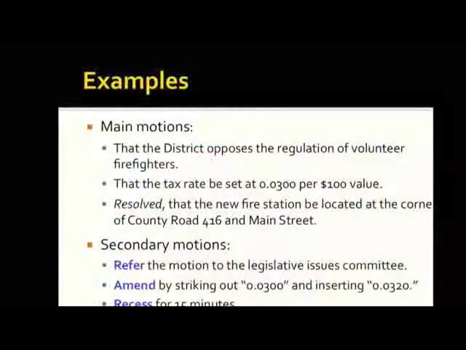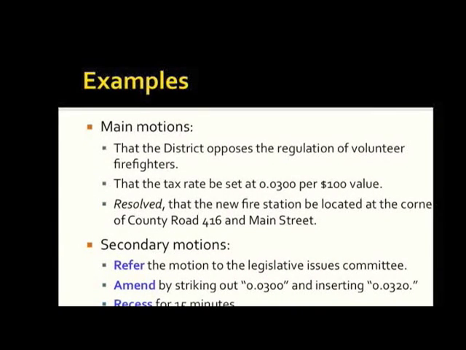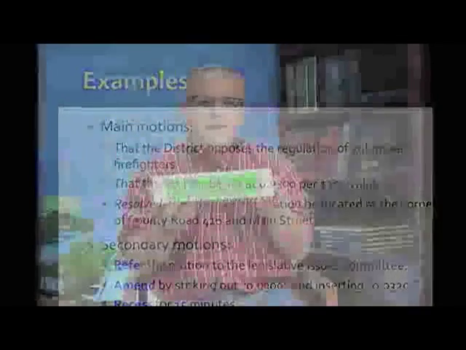And when I mentioned higher ranking motions, here's some examples of those, okay? I call them secondary motions because they'd be applied when the main motion is pending. So we have a main motion pending that the district opposes the regulation of volunteer firefighters. That's our main motion. But because this is a year earlier on when we were actually concerned about the legislature and issues, we formed a little legislative issues committee. Really, we need to have that committee do what it was charged to do, which is look at political issues.